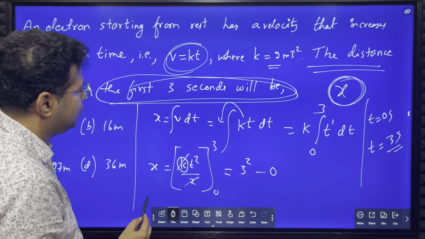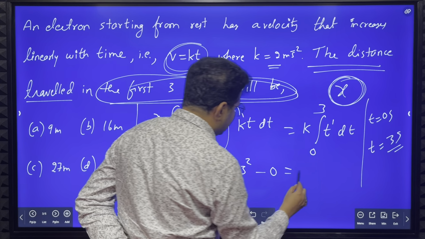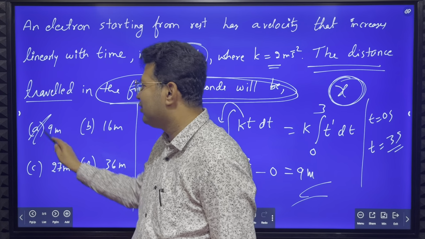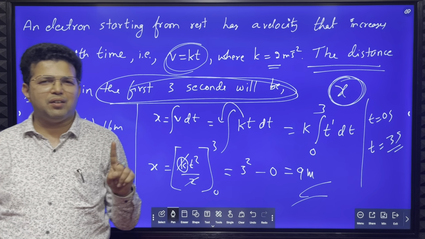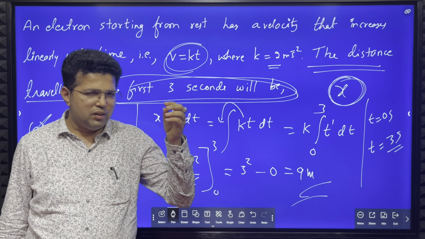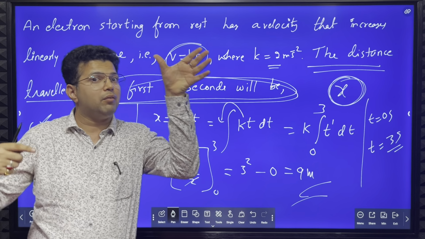That is 0. Okay, what happens? 3 square is 9. X is equal to 9 meters. So first option. Hope you can understand. Velocity is given. You are asked to find out displacement. What to do? Integration of velocity will give you displacement, whereas differentiation of displacement will give you velocity.